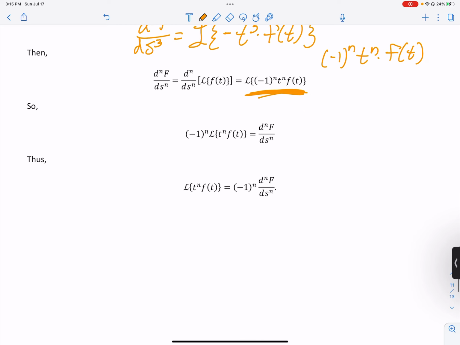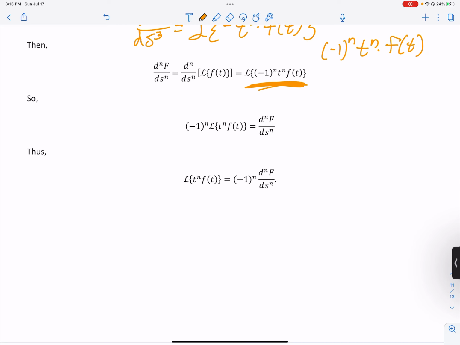Now, this leads us into this definition. This is the one we are going to use. The Laplace of t to the n times a function is equal to negative 1 to the n times the nth derivative of our Laplace transform.